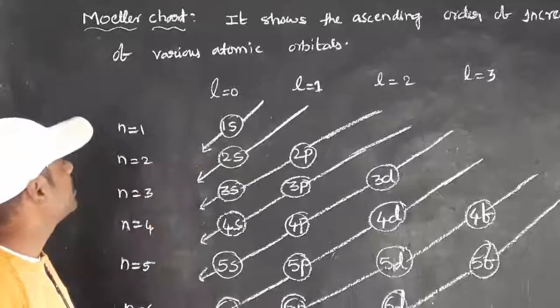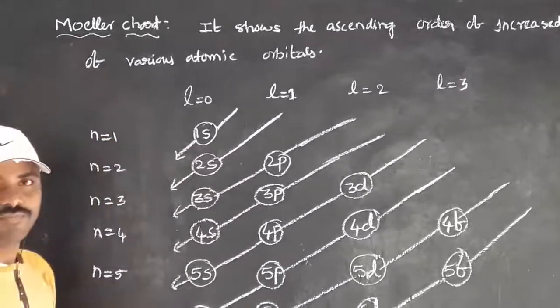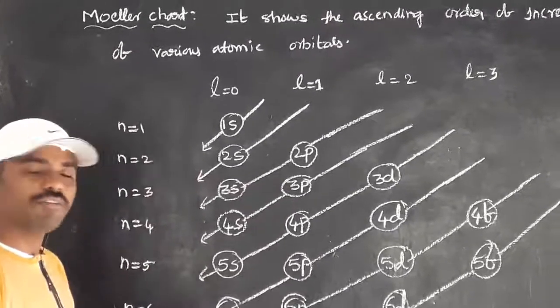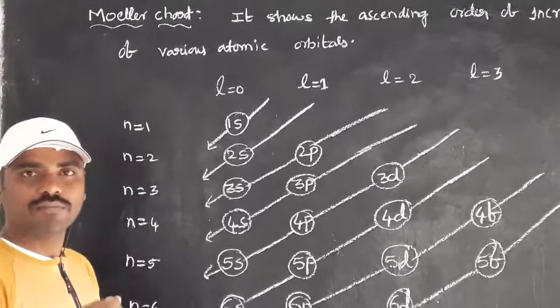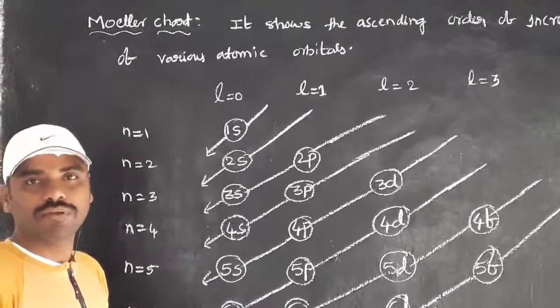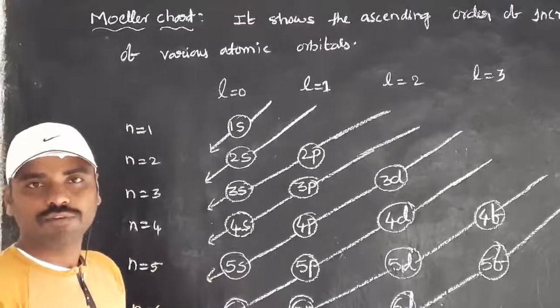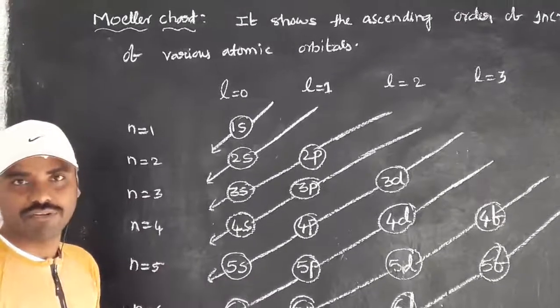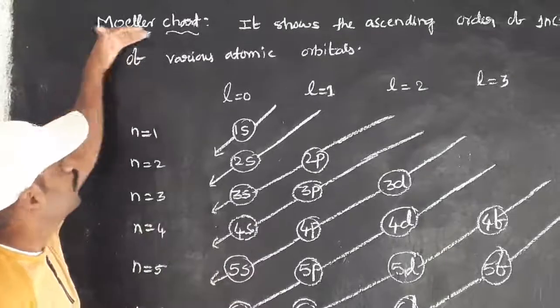Let's discuss a new concept, that is the Moeller chart. It is quite related to the Aufbau principle. Already we discussed the Aufbau principle, how the electrons join in the orbitals. According to the Aufbau principle, the electron should first join in the lowest energy orbital. So it is supported by the Moeller chart.